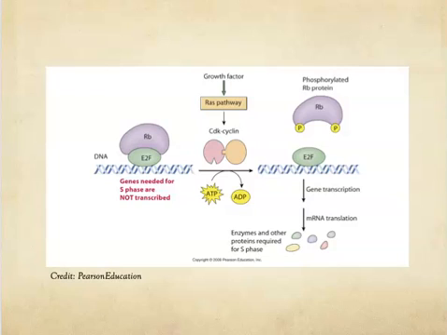Just to refresh your memory, this slide shows us the role of RB in the late G1 checkpoint. Remember that we can see the DNA molecule in blue on the left side of the slide, and we can see a transcription factor called E2F. And under normal conditions, E2F is bound with this tumor suppressor protein called RB.